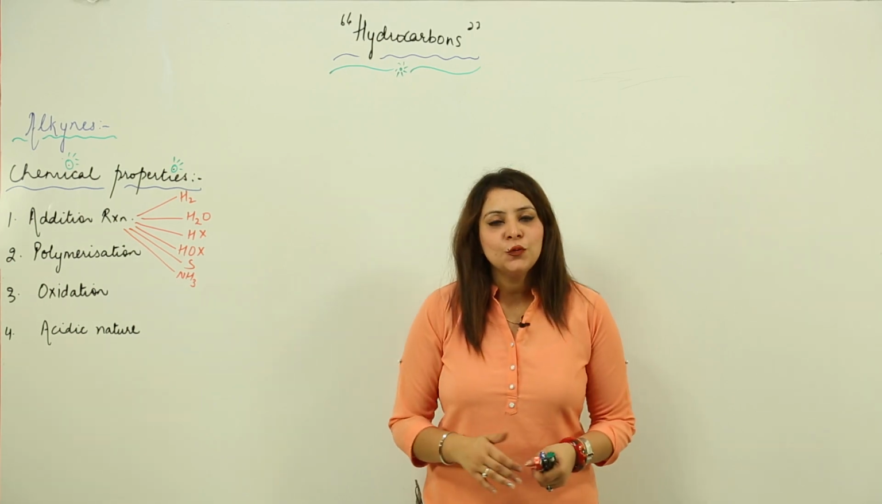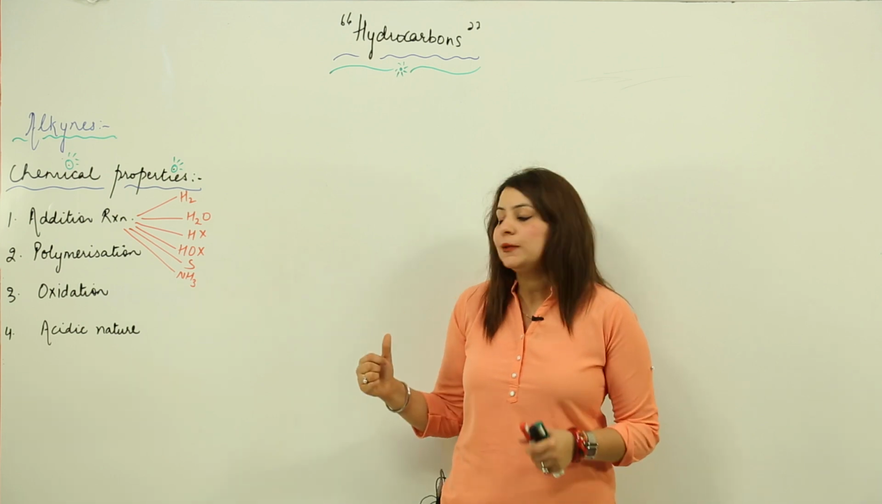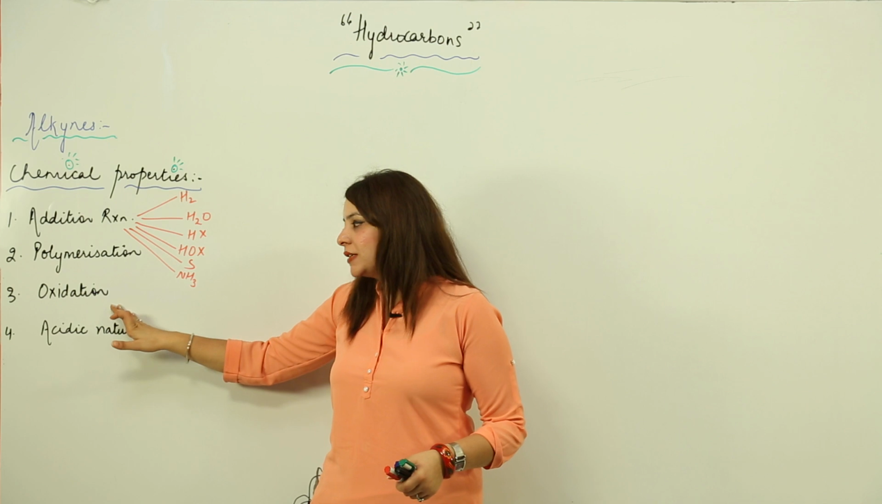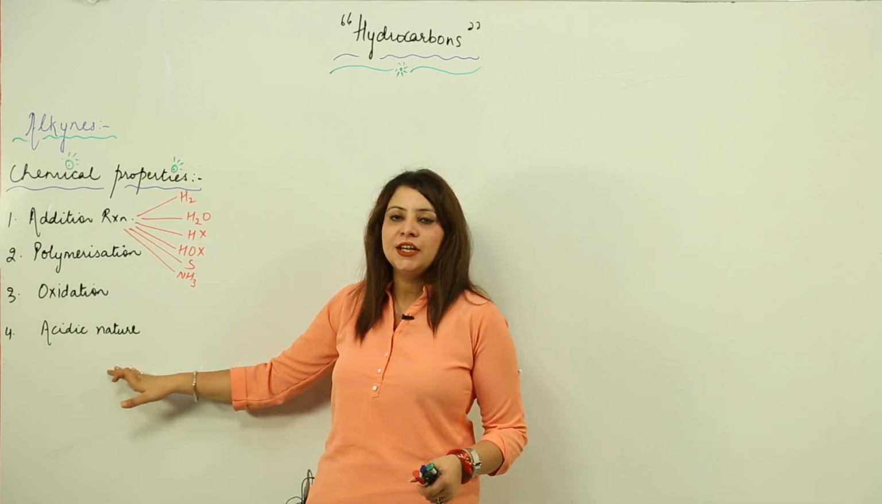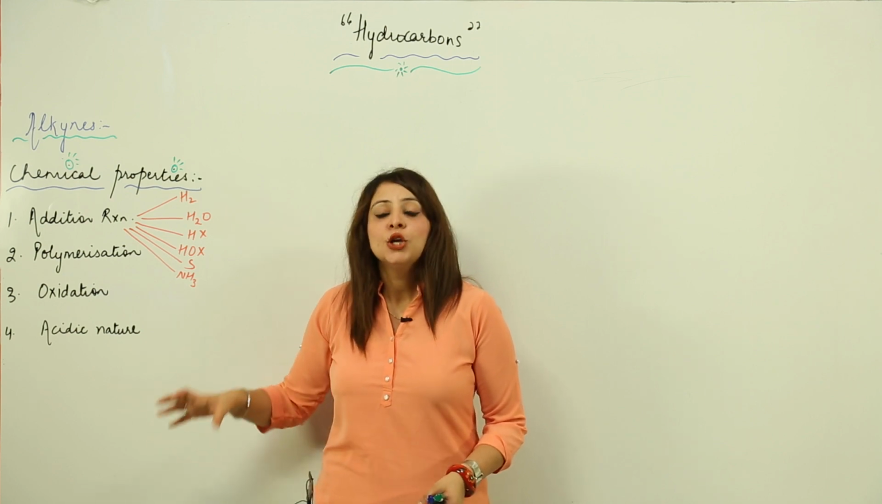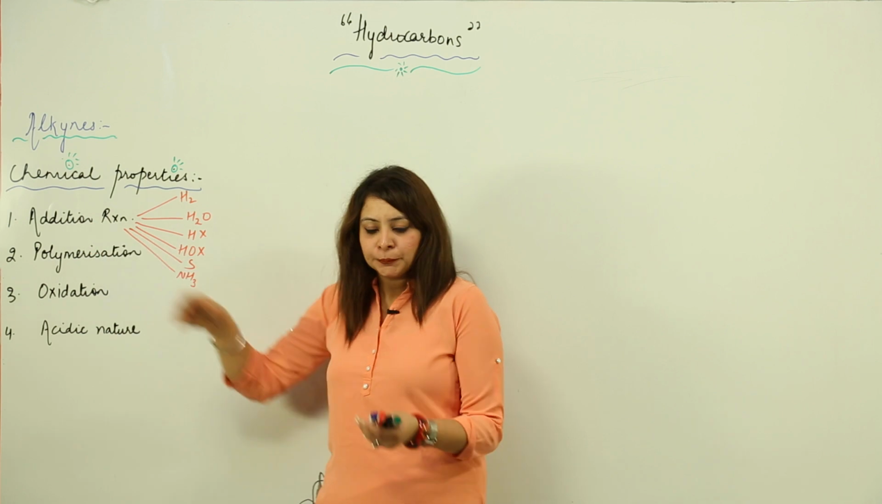Now we are going to start with the chemical properties of the alkynes. So I have a few properties for you, so just look at the board. These are the addition reaction, polymerization, oxidation and acidic nature. I am going to prove all those properties in front of you by taking a few examples. So we will start with the first reaction, that is the addition reaction, right.